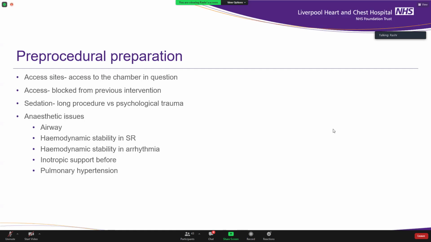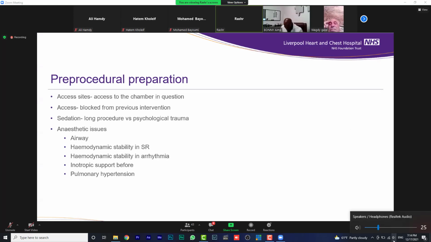And so can you do things to prep before? Can you try some inotropes? Can you treat pulmonary hypertension? Can you do a few things to make your electrical procedure easier from the hemodynamic perspective?